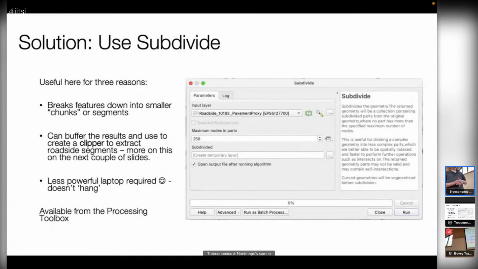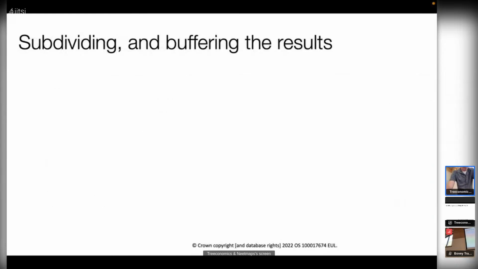It also meant that the laptop I had didn't need to be that powerful. The older one I was using just used to hang when you gave it a problem. But if you use Subdivide, it tended to chunter through and work through it quite happily. And also, just the last little thing, Subdivide was available again, all there in QGIS from the processing toolbox.